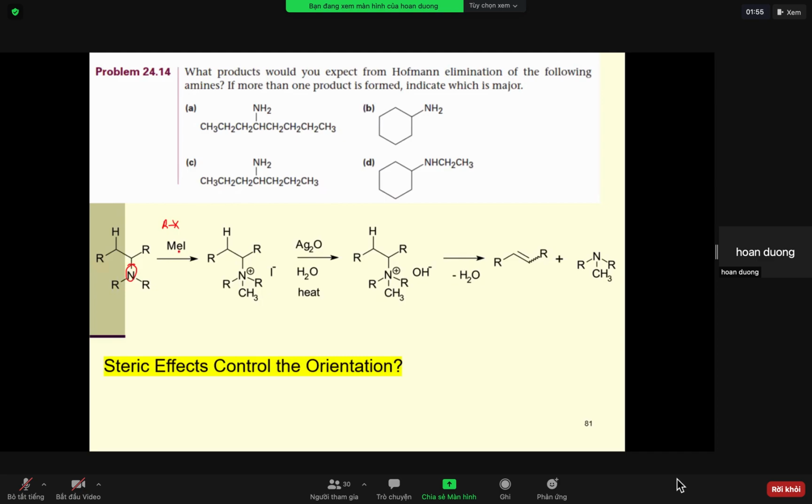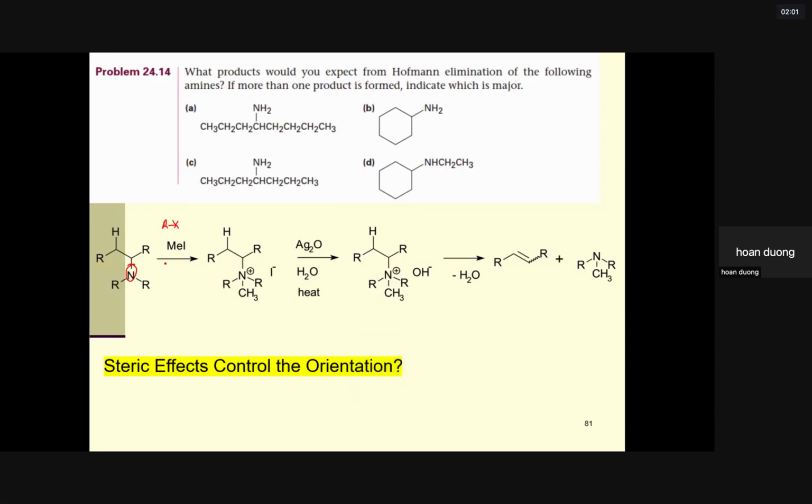So for example, here, say using methyl iodide, and I add excess. Okay, that means excess. And when you add in excess, it becomes a salt, an ammonium salt.